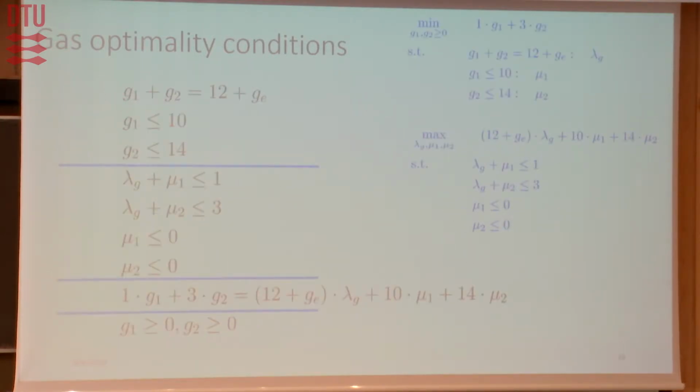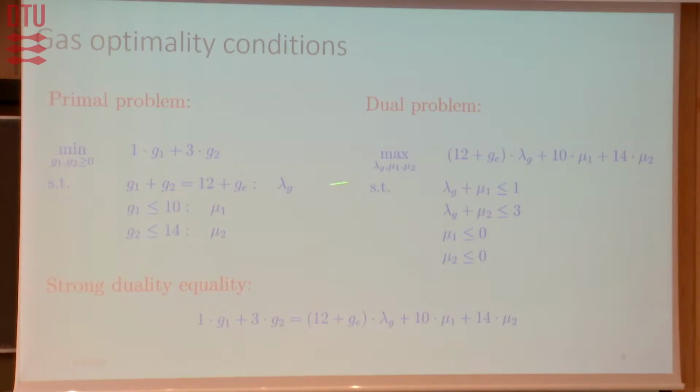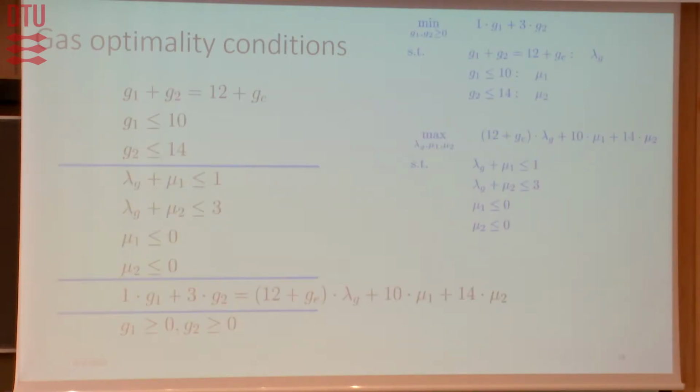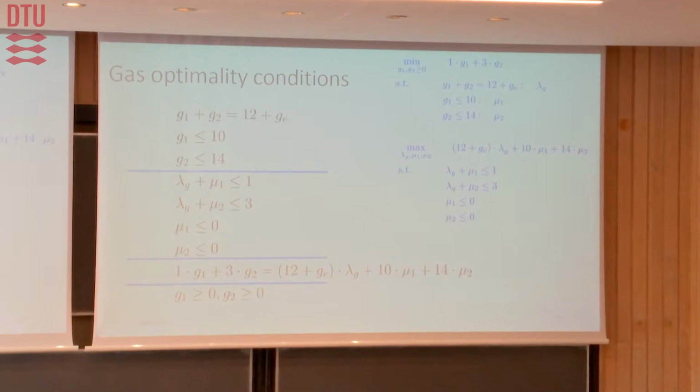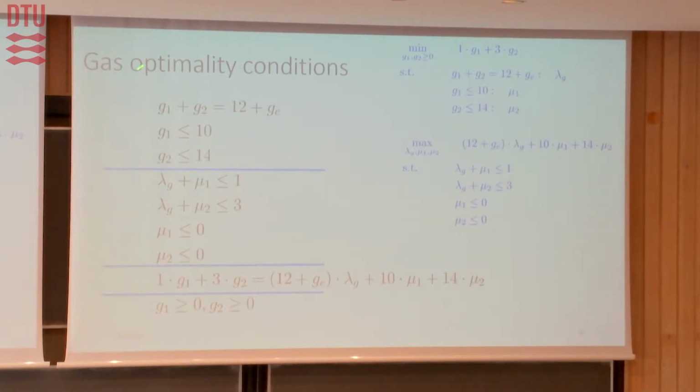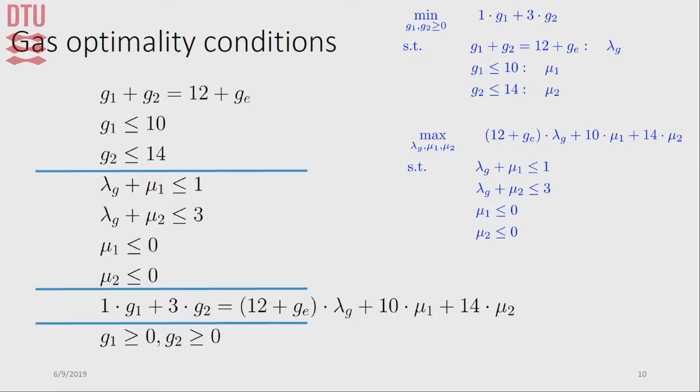We do the same, we write them here. So this is the primal, this is the dual, this is strong duality equality. So the optimality conditions are these, okay? This is the primal constraint of the primal problem, the dual constraint of the dual problem, then the strong duality equality, this objective function is equal to this objective function, and then these two constraints I have over here, put here to make everything complete. So this is equivalent to the KKT conditions of the gas problem. Okay, the first order optimality condition of the gas problem.